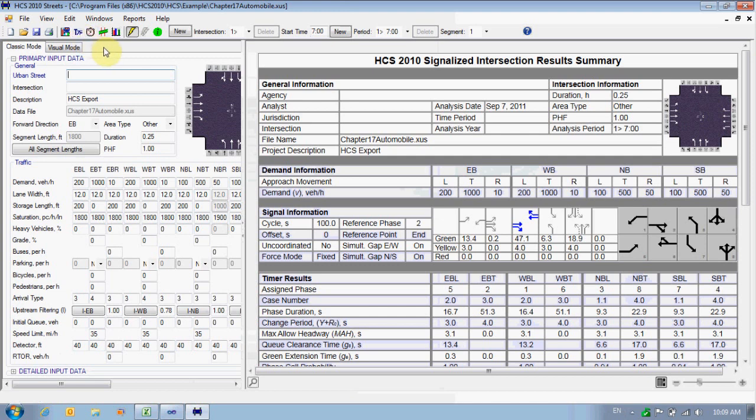Quick optimization runs much faster than the genetic algorithm, but it tends to not find the global optimum solution, and it's also not an HCM-based model. It uses the Transit macroscopic simulation, which is a different model than the HCM procedures. Full optimization uses the HCM procedures for the underlying engine, and that's what I'll demonstrate right now.